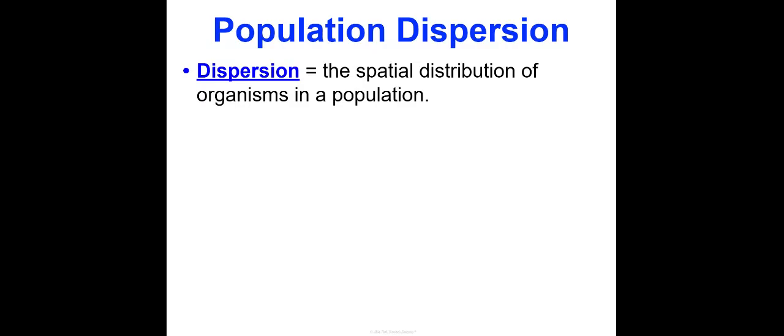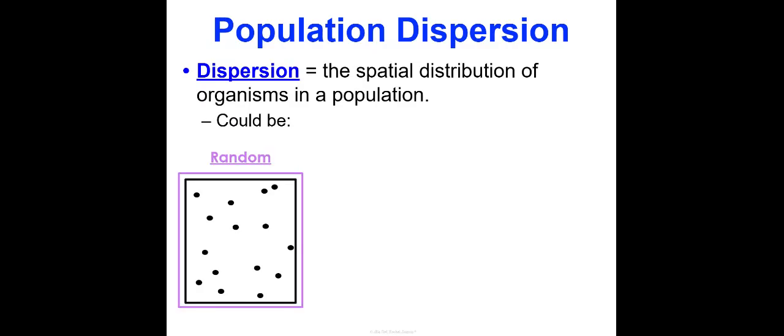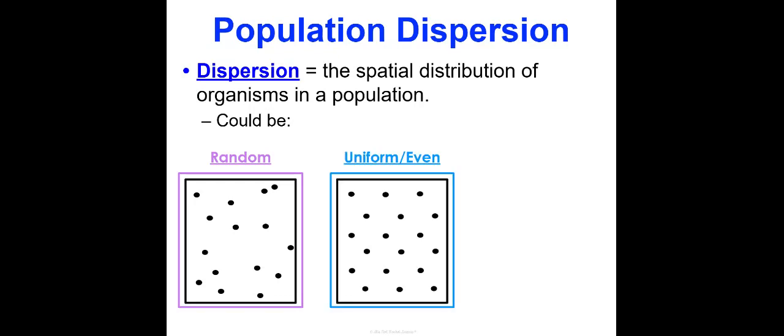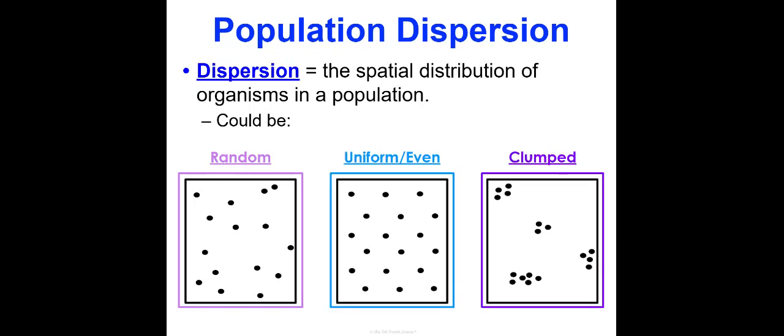Dispersion is the distribution of organisms in a population. So it could be random, it could be uniform, and it could be clumped. When I look at these, I think about certain towns or certain areas of the country, like clumped might be the Midwest. Uniform and even may be like a city or even like a condominium complex where they all kind of look the same and they're all kind of evenly distributed. And then as far as random goes, I don't really think of any specific place, but I'm sure there's plenty of examples out there.